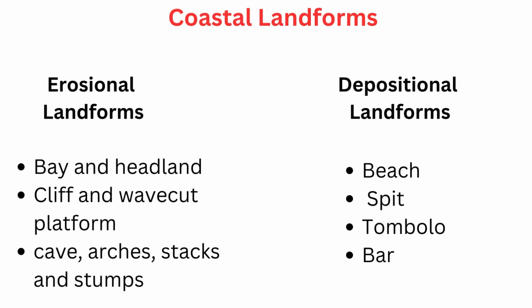All right. So coastal landforms can be placed under two broad categories. We can talk about erosional landforms and depositional landforms. And as you can see, I have listed examples of landforms that fall under these two categories. Erosional landforms are usually associated with destructive waves which wear away the coastal land.